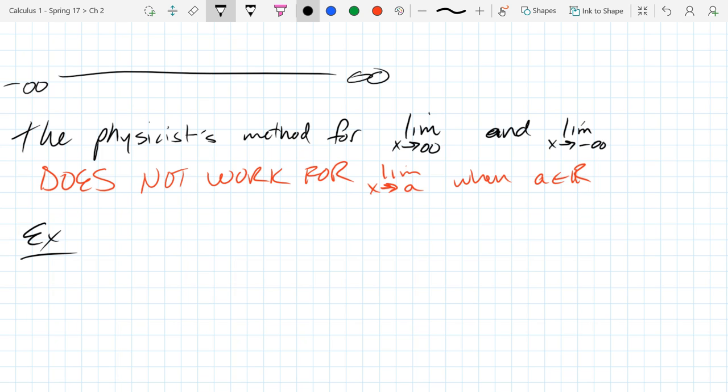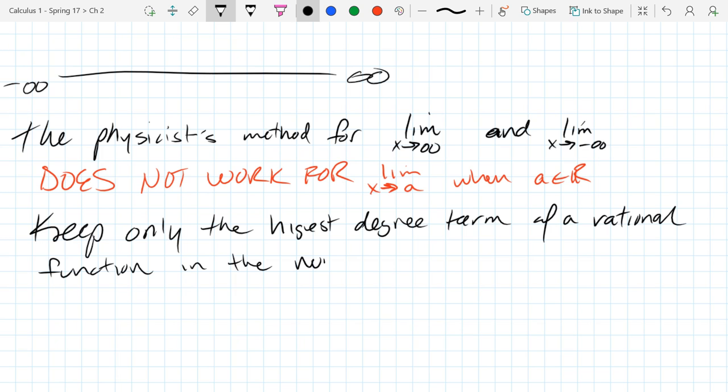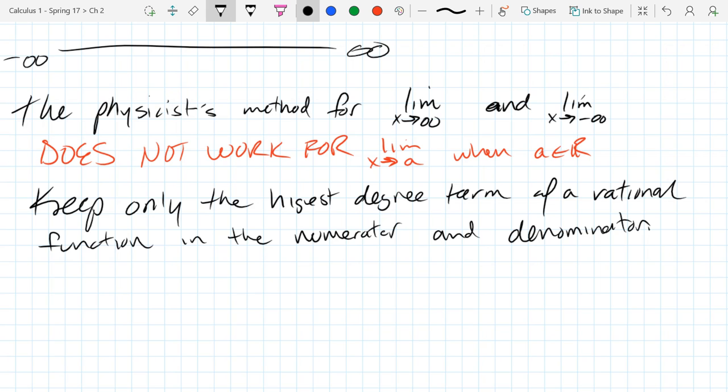So I'm going to do an example. Well, let me write down really briefly what this method is. You're going to throw out everything but the highest power in the numerator and denominator. So we're going to keep only the highest degree in the numerator and denominator. We're going to keep 2 terms, the numerator leading term and the denominator leading term.